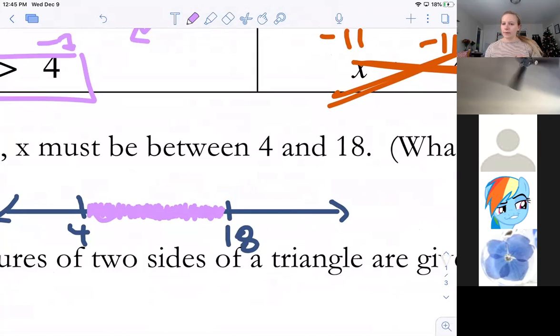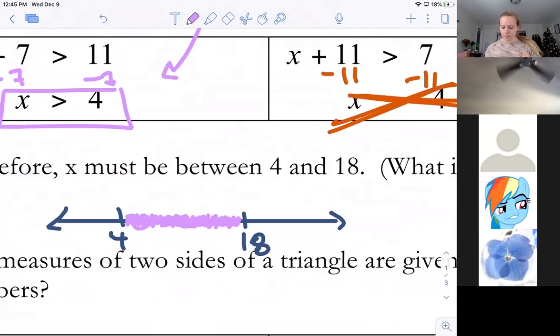Open. Why? Because the closed circles are like greater than or less than or equal to, and we don't have that. We don't have any "or equal to," right? We just have greater thans or we just have less thans. So we're going to use an open circle. 4 doesn't count. 18 doesn't count. We can't have those side lengths.